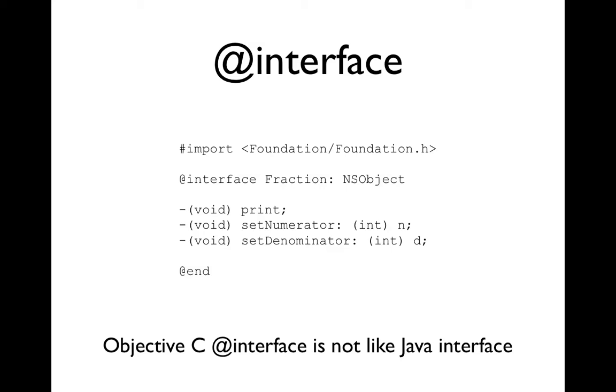Objective-C interface is not like that. Objective-C interface is just a declaration of a single class, and the only purpose of that interface is to define a class, and it's quite useless without a class. We have a thing in Objective-C that is like Java interfaces, and those are protocols, and we're going to get to them in a few minutes. So Objective-C interface looks like this.